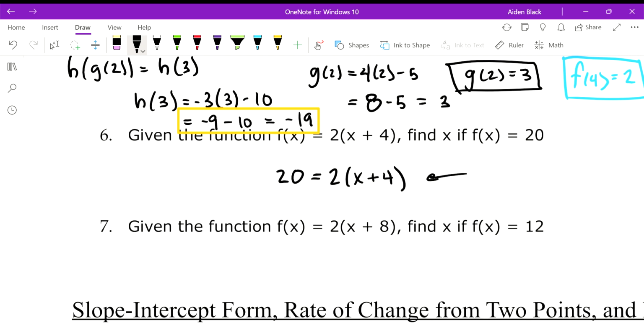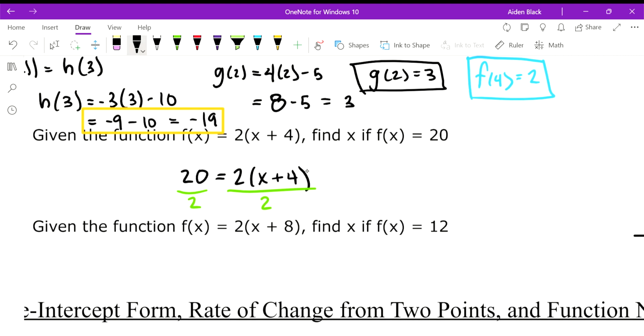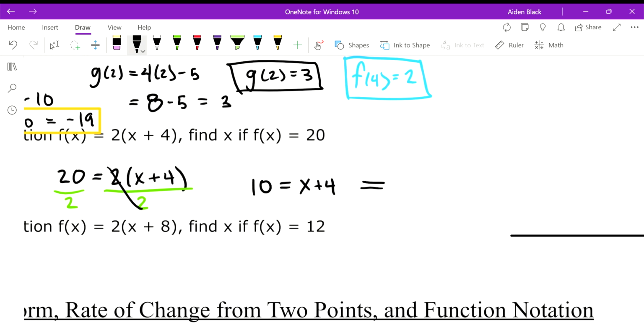So you have this. Now if you wanted to, you could distribute the 2 to the x and the 4 and then solve from there, but since the whole thing is being multiplied by 2, I'm going to do the inverse operation of multiplying by 2, which is dividing by 2. This will make my life easier because 20 divided by 2 is 10. And the right-hand side is simplified as such. So 10 is equal to x plus 4. If we subtract 4 from both sides, we get x is equal to 6.